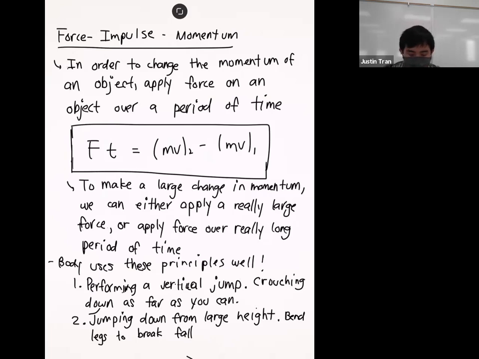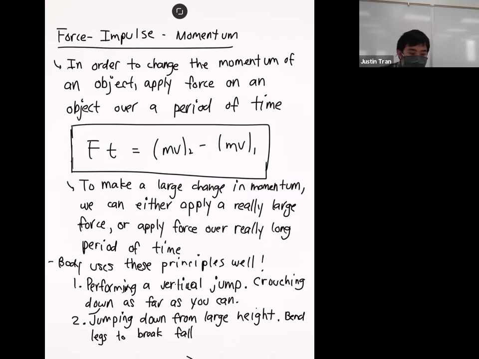And so if you jump down and you just keep your legs straight the whole time, or worse, you keep your legs locked, you're going to apply all that change of momentum over a very short period of time, right? And so the amount of time that the ground is impacting your legs when they stay still is very short. And so F is going to be really large. And when F is really large, that's what can break your bones, right?